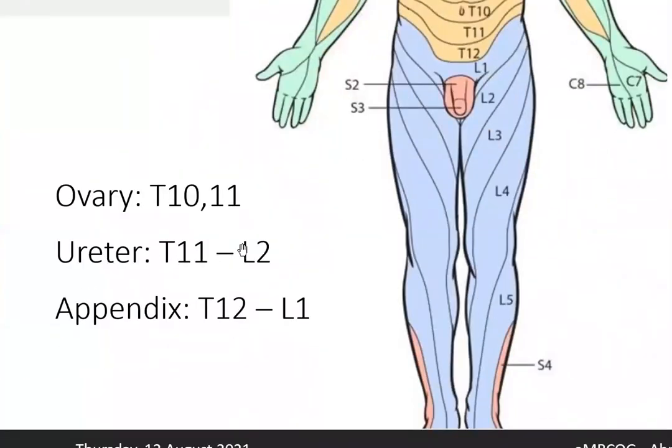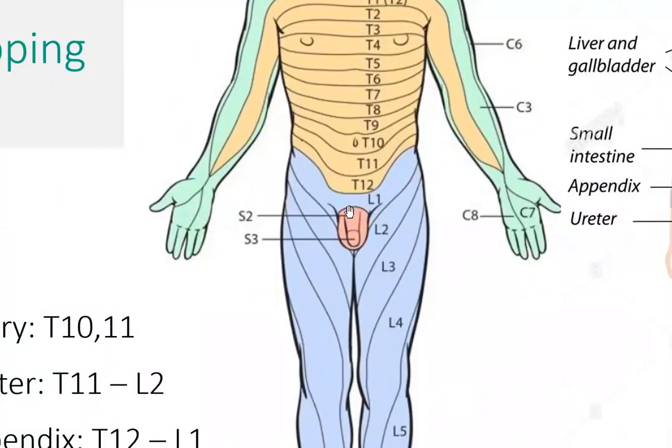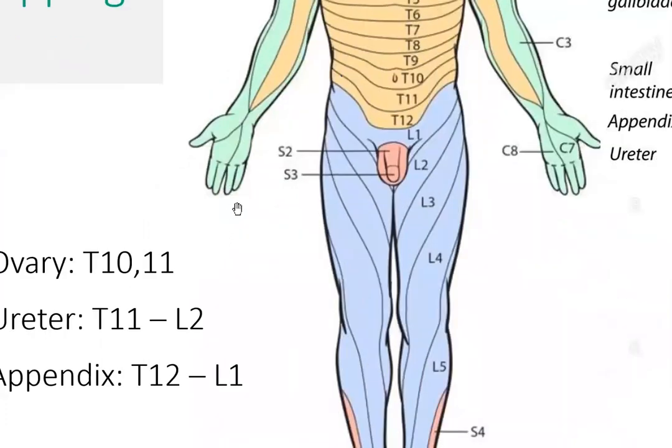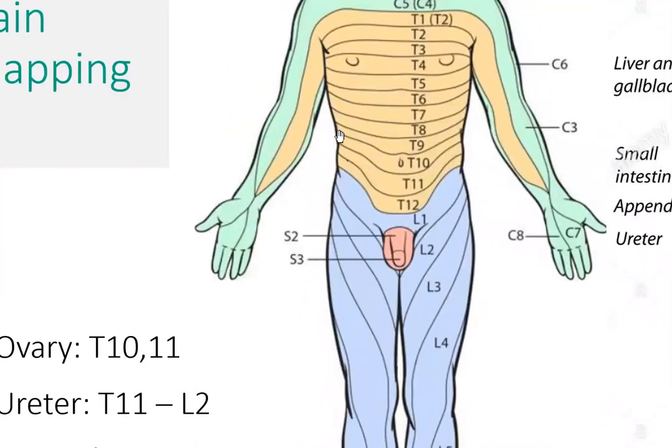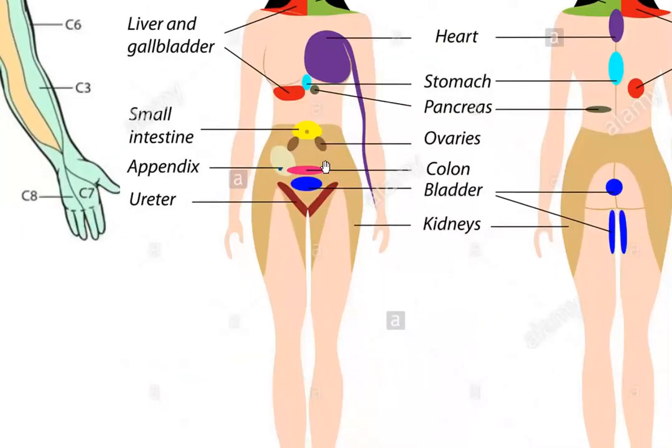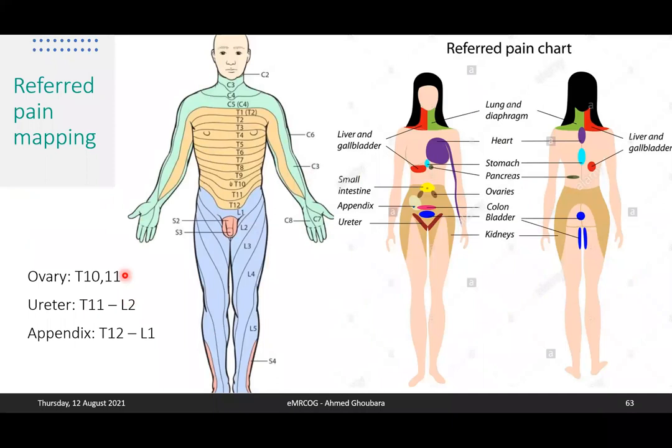Referred pain of the ureter, T11 and L2. Where's L2? This is L2, the thigh. There's a mnemonic for that. It's called loin and groin. This is the referred pain of the ureter. When you take the history, the patient describes pain in the side of the body all the way down to the inner side of the thigh. Loin and groin. Ureter, right there. This is because the supply of the ureter comes from T11 all the way down to L2. This is the map of referred pain. So the pain in the ovary appears around the umbilicus, T10, T11, lateral splanchnic nerve.